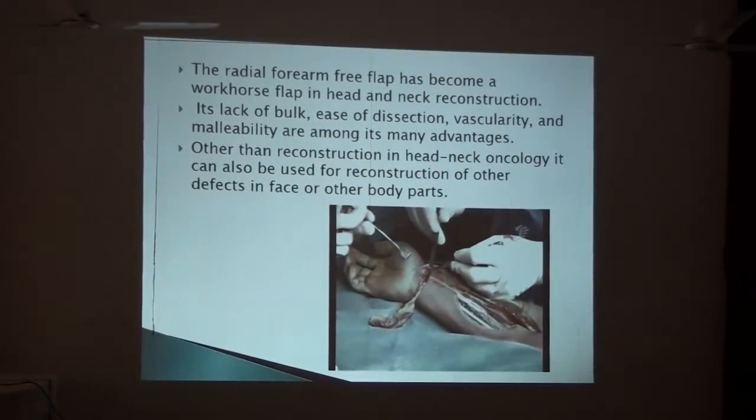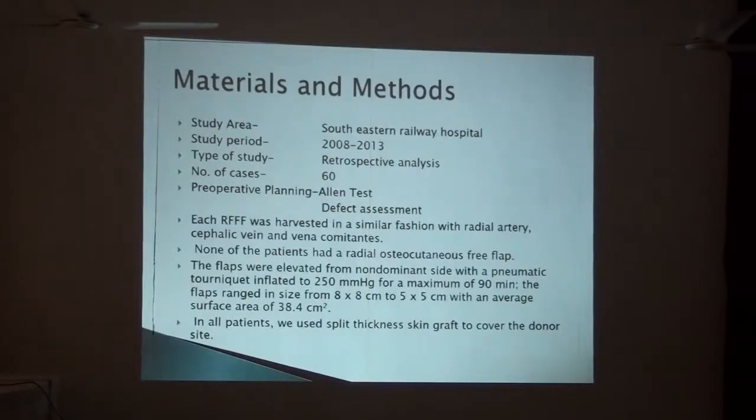Other than reconstruction in head and neck oncology, it can also be used in the reconstruction of other defects in the face and other body parts. It was a retrospective analysis of the 60 patients who underwent surgery in our hospital between 2008 and 2013. All of them were evaluated pre-op by an Allen's test and a defect assessment. Each radial forearm free flap was harvested in a similar fashion with the radial artery, and the cephalic vein or vena comitantes of the radial artery. None of the patients had a radial osteocutaneous free flap.